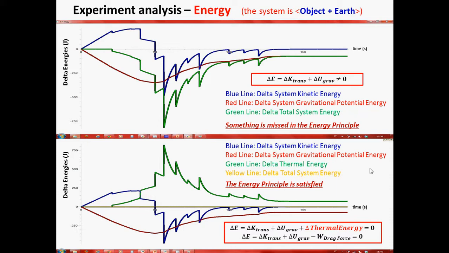Note that when the speed becomes constant, starting from time equal to 135 seconds, the delta kinetic energy is equal to zero, whereas the delta thermal energy and the delta gravitational potential energy are constant, but they are not zero. It means that the drag force continues to do a negative work on the object in order to cancel the gravitational potential energy that would otherwise become kinetic energy.